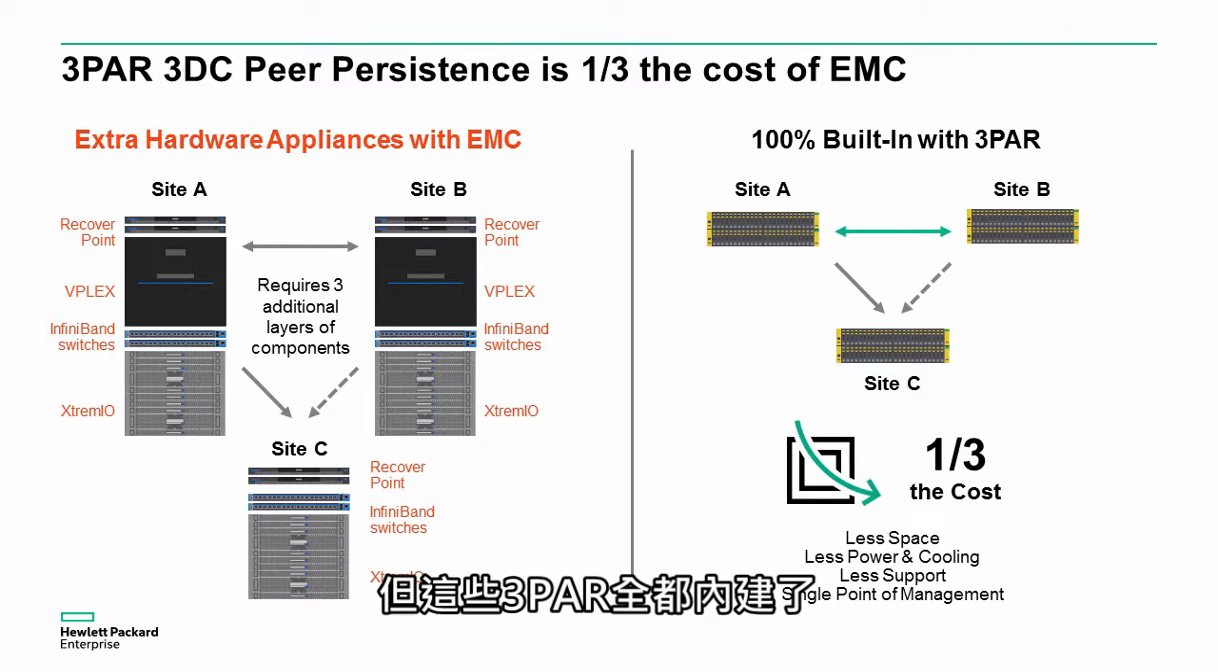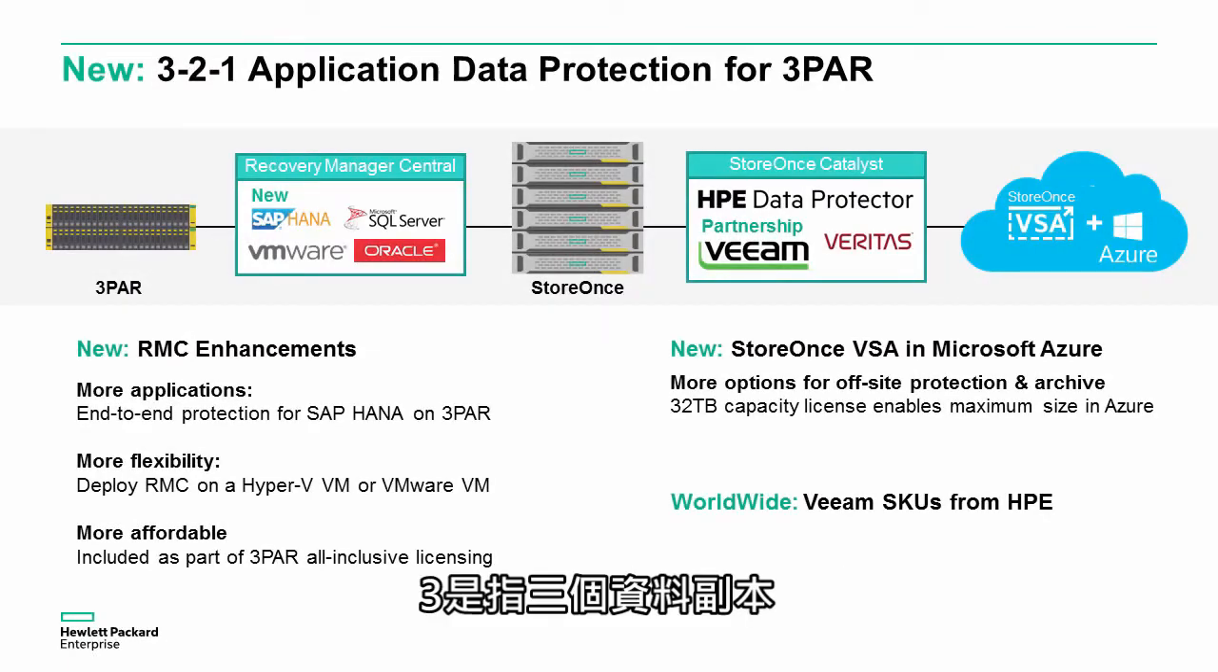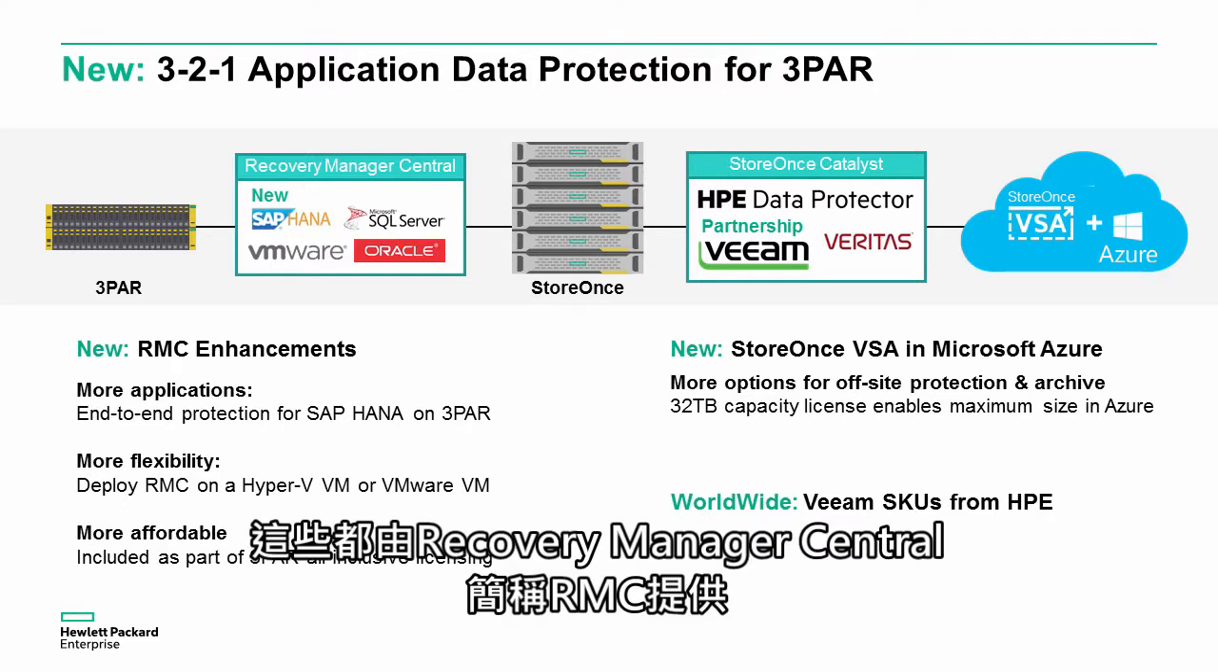With 3PAR, it's all built in. 3-2-1 application data protection for 3PAR. 3 is 3 copies of data, 2 is on 2 different media, and 1 copy off-site. And this all starts with Recovery Manager Central, or RMC.